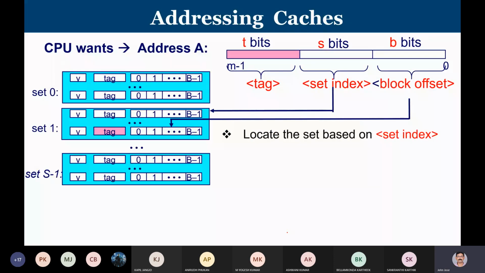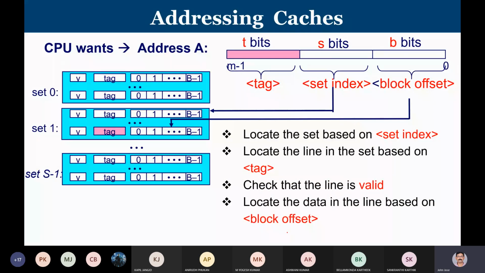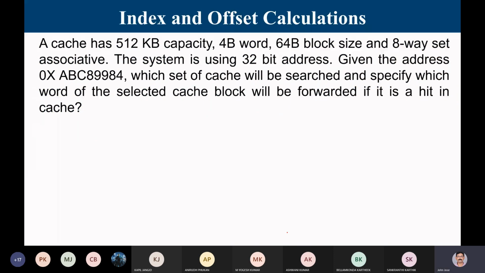So this is what we discussed. Locate the set using the index, locate the line in the set based upon the tag, check if the line is valid, and locate the data in the line based upon the block offset. This is how you are going to look up data. So let us work through a small index and offset calculation.